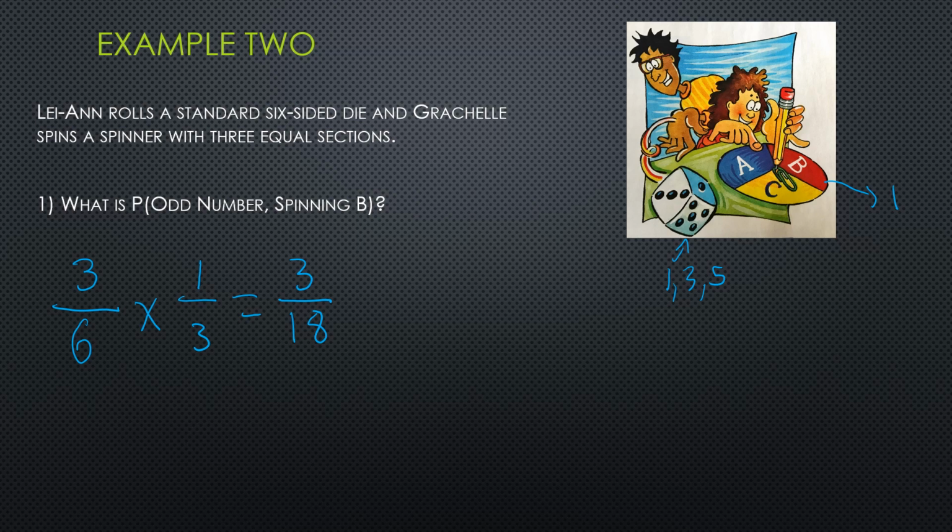However, we can still break this down by dividing the top and the bottom. 3 divided by 3 is 1, and 18 divided by 3 is 6. So we have a 1 in 6 chance of actually spinning that bee and getting an odd number. So now let's take a look at our third and final example.